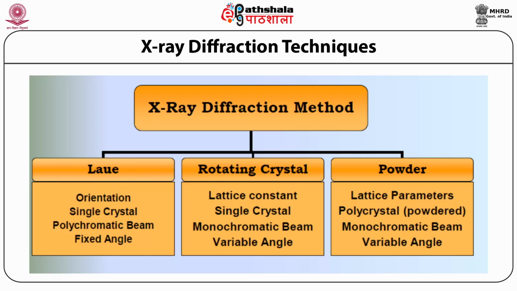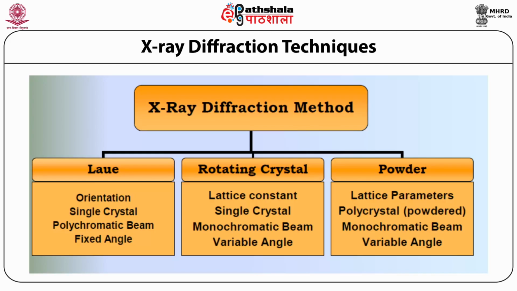The next technique is written as the rotating crystal method. In this we would like to find the lattice constant, and usually we work with single crystal systems. Here the beam is monochromatic and the angle is variable. So we already choose a particular wavelength, but the angle of the crystal can be varied and changed. And the third one is the powder diffraction technique, and this is the most popular in X-ray laboratories.